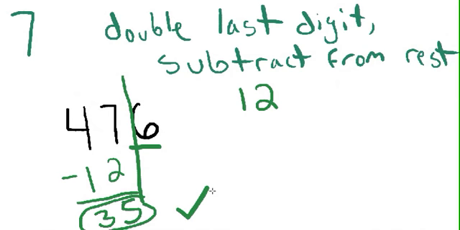And just like our rule for 3s, you can repeat this same process for as long as you need to until you get a small enough number that you know 7 will go into it. So again, double that last digit, subtract it from all the rest, and if 7 goes into the result, that's a yes to the big number. 476 is divisible by 7.